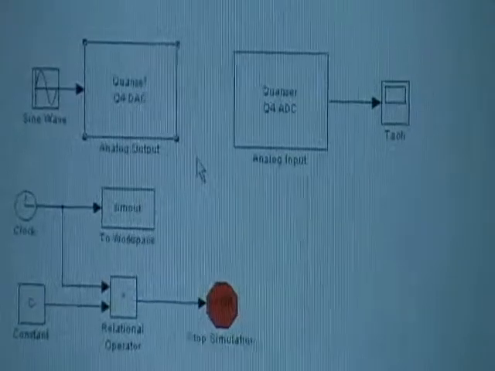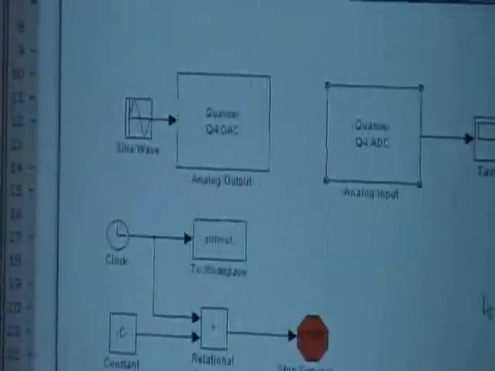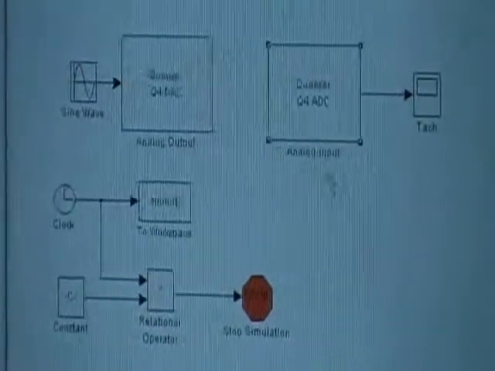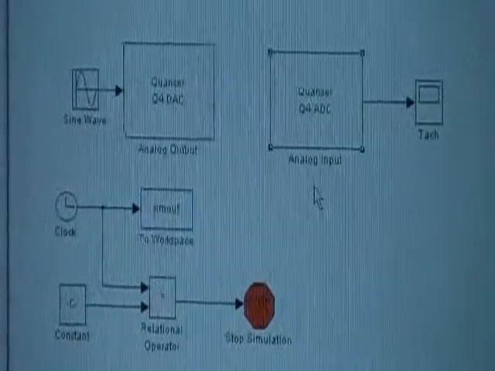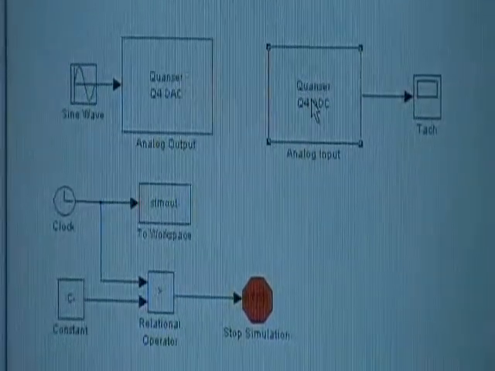The analog input of the Quanser is the output of the motor, so we can get the signal from the motor to the computer. Now I'm going to show you the configuration that you have to do after you build the Simulink model for this lab.